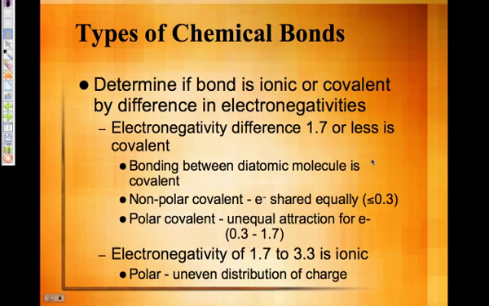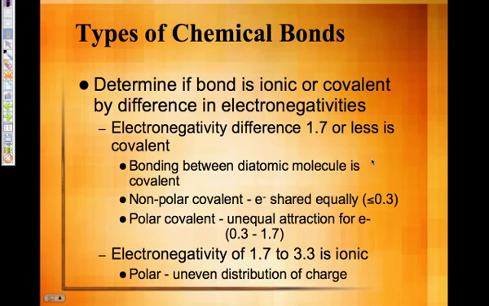If it's 1.7 or less, you get a covalent bond, but you have two different types of covalent bonds. You have nonpolar covalent, which is when electrons are shared equally, so electrons spend an equal amount of time around both atoms. And polar covalent is when there's an unequal attraction for electrons, which just means electrons are spending more time around one atom versus the other. It's kind of hogging that electron from the other one, but it's still sharing.